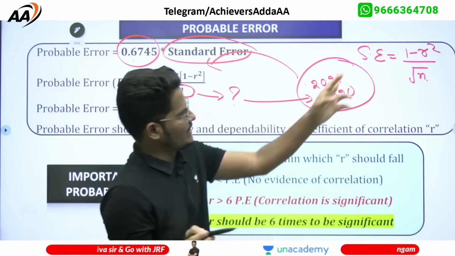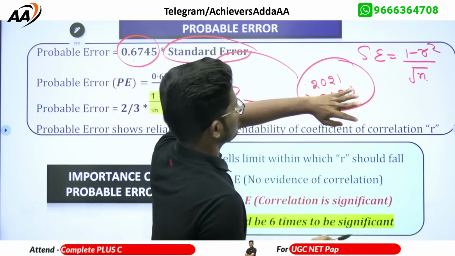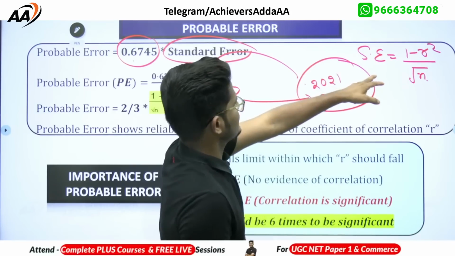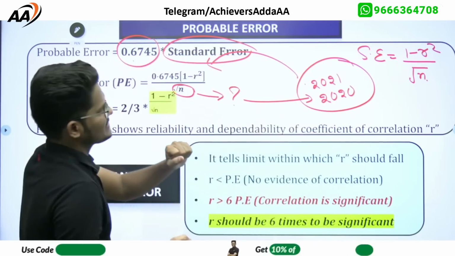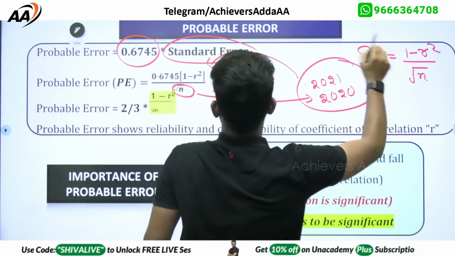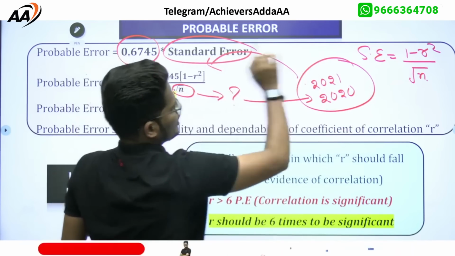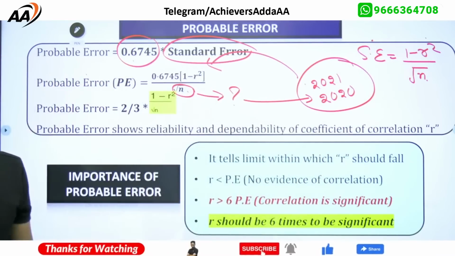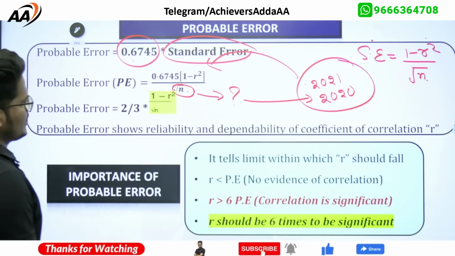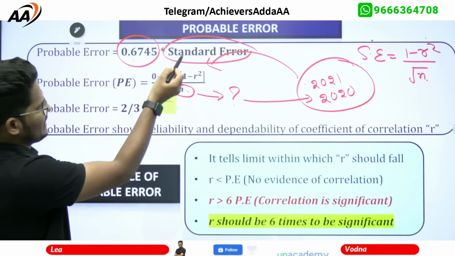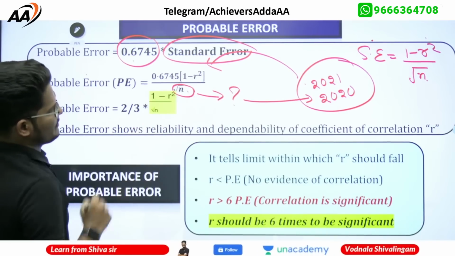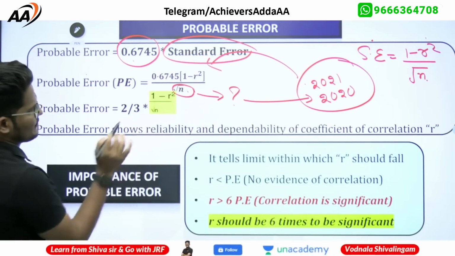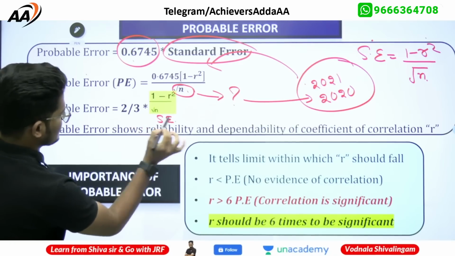In the exam, they give the standard error value, not the probable error. I think the r value is given, and the probable error is also given. Both are given, and they ask us to identify n, which is the sample size. So again, 0.6745 into (1 minus r square) divided by under root n is the formula.